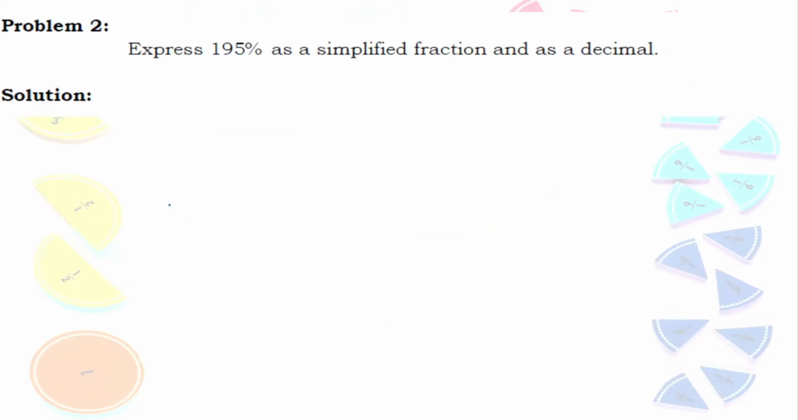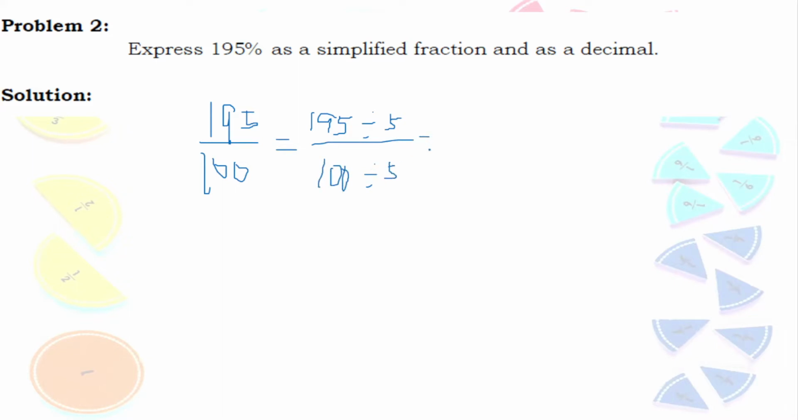So, last one is 195%. Ayan. So, gagawin uli natin siyang fraction. Okay? So, lagi pong 100 ha. Huwag po kayo malito. And then, you will think of the GCF uli. So, we have, ano po yung GCF niya? 5. Okay, so 100 divided by 5. And then, you will get 39 over 20.